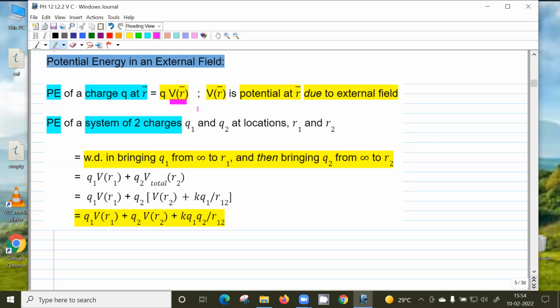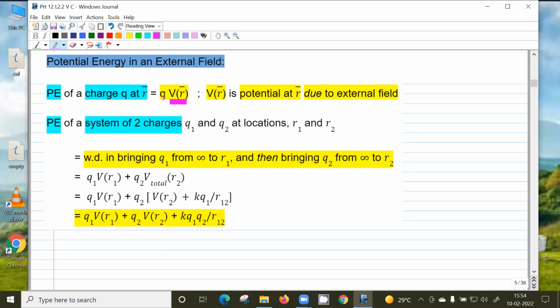So to move a unit positive charge, the work done is V. So to bring charge Q, the work done will be Q into V at R. Is it clear? Okay. So now if I have two charges, I'm building a system of two charges.